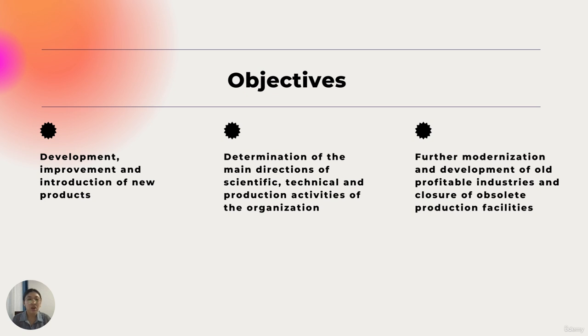So, what are the objectives of innovation management? Firstly, of course, development, improvement, and introduction of new products or services, determination of the main directions of scientific, technical, and production activities of the company, further modernization and development of all profitable industries, and closure of obsolete production facilities.